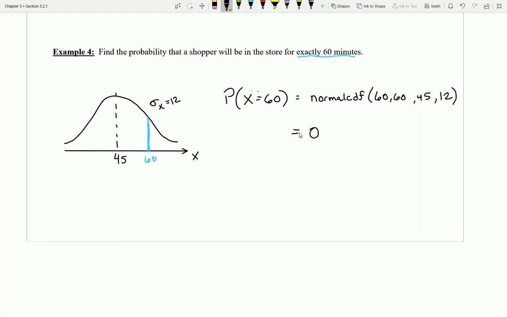So this is kind of a strange or interesting result. We'll see that, again, any time I come up with the probability in a continuous distribution where x is going to equal just a single value, that probability will always actually just be 0.